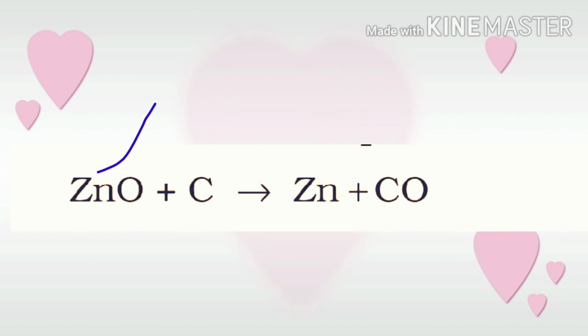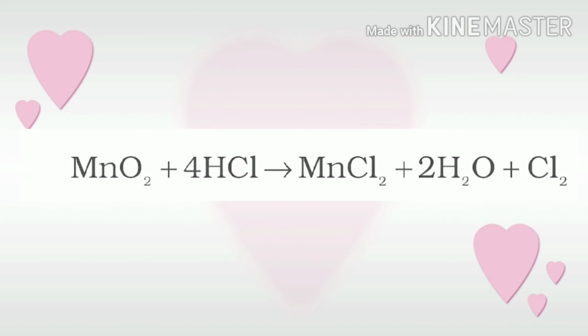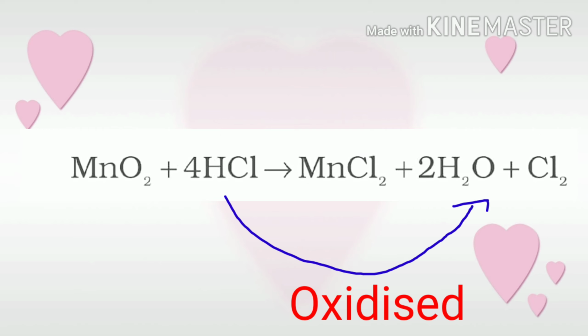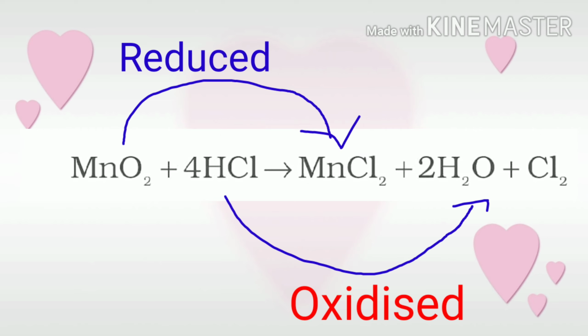For more examples, zinc oxide reacts with carbon, gives zinc plus carbon monoxide. Here carbon is oxidized and zinc oxide is reduced. The same when manganese oxide reacts with 4 molecules of hydrochloric acid, it forms manganese chloride plus 2 molecules of water and chlorine. Here HCl is oxidized to chlorine, whereas manganese oxide is reduced to manganese chloride.